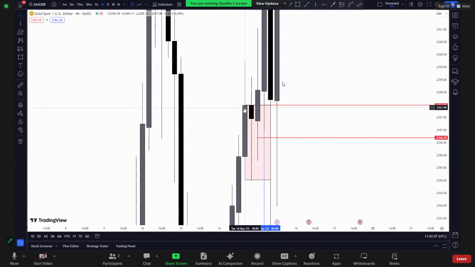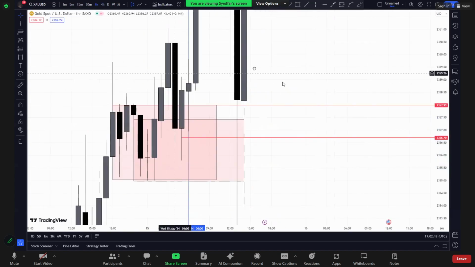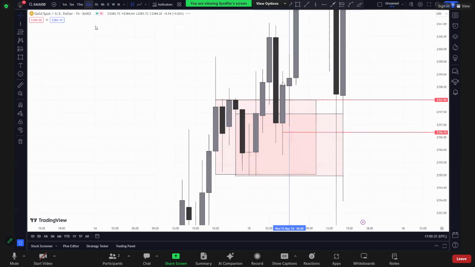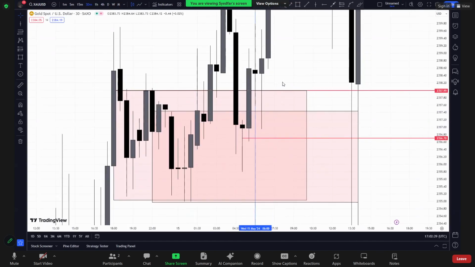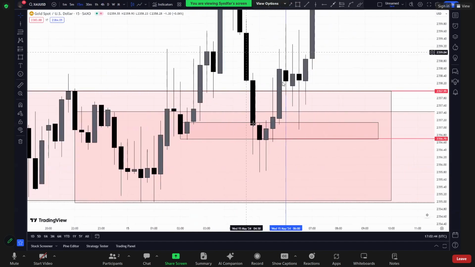So in H4, at the same time we also have a BPE or key level. So you can take this key level. Go to H1. In H1, there isn't any key level. So go to M30. In M30, we have a QM here. The pullback is here. So M15. M30 has a QM, M15 also QM.